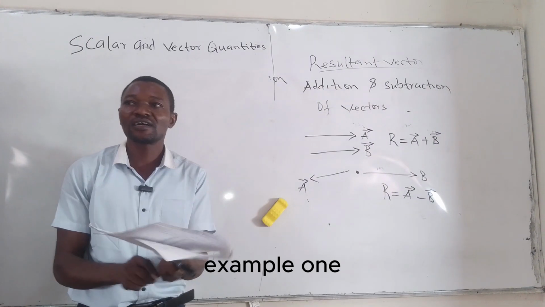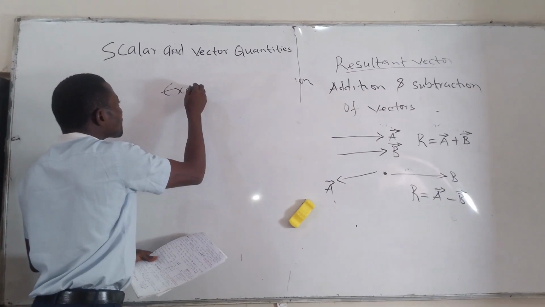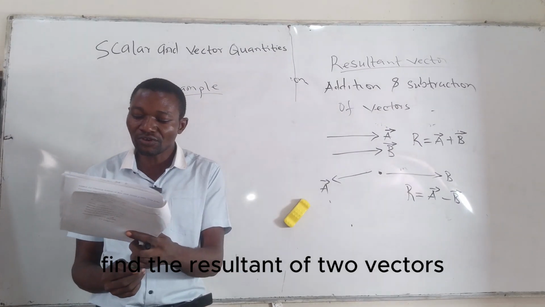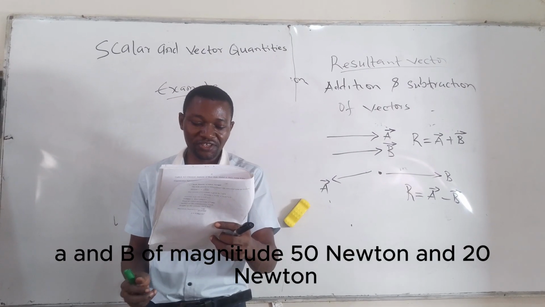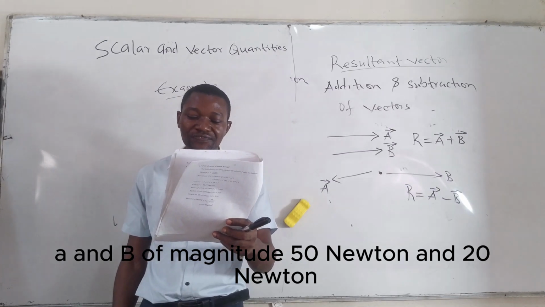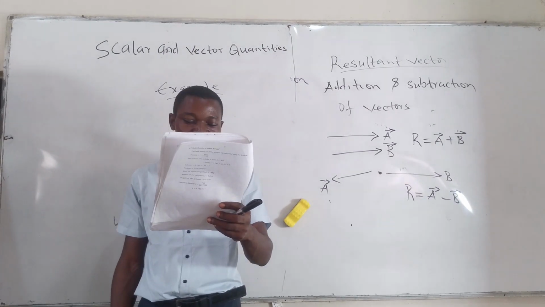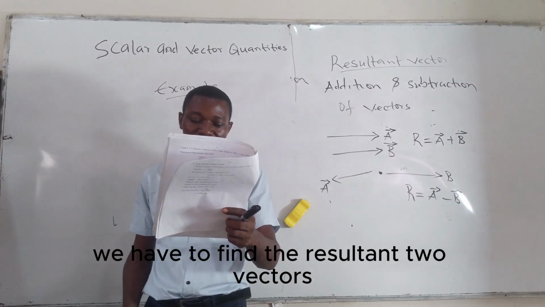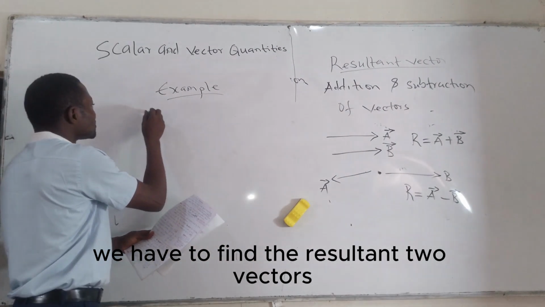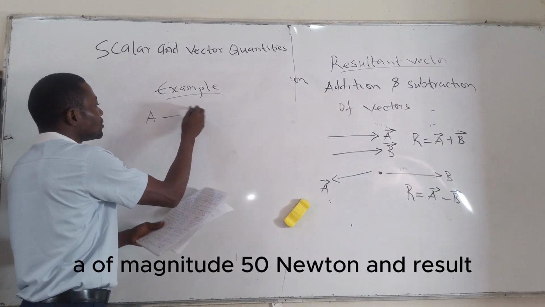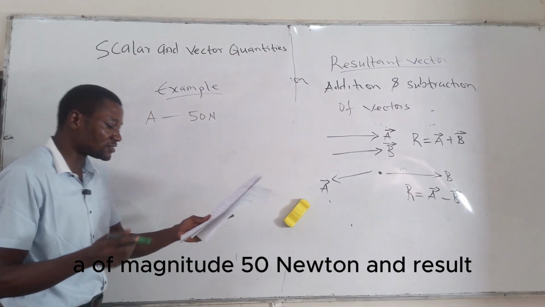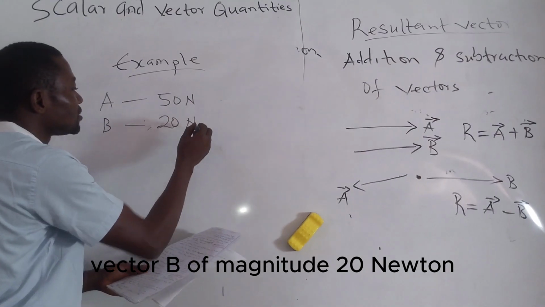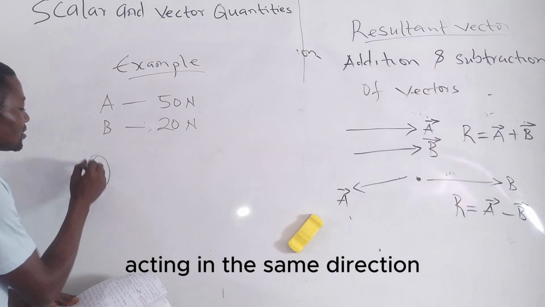Example 1. Find the resultant of two vectors A and B of magnitude 50 Newton and 20 Newton respectively, acting in the same direction. We are to find the resultant. Vector A of magnitude 50 Newton and vector B of magnitude 20 Newton, acting in the same direction.